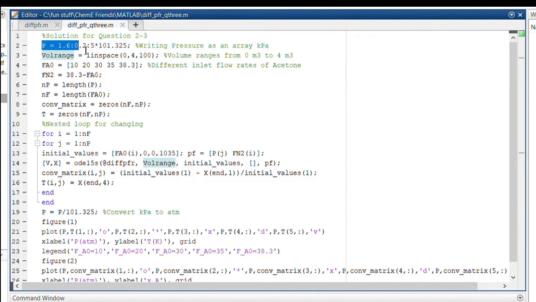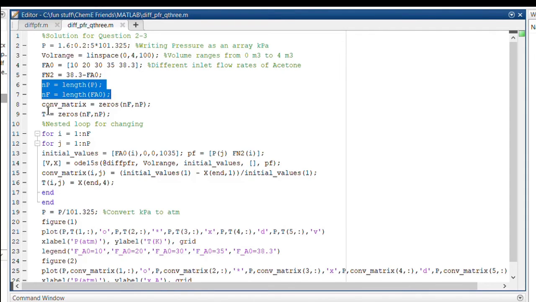So we have an array of pressure ranging from 1.6 to 5 with a step increase of 0.2 between them, and we are converting it into kilopascal. We have seen in the previous question that the volume ranges from 0 to 4, and we have varying values for Fa0, which is the inlet flow rate of acetone, and we know that the flow rate of nitrogen will be 38 minus Fa0. We have initiated NP and NF for the loops. We'll see how they can be represented later on.